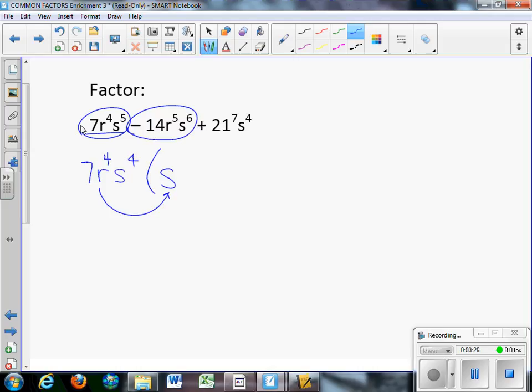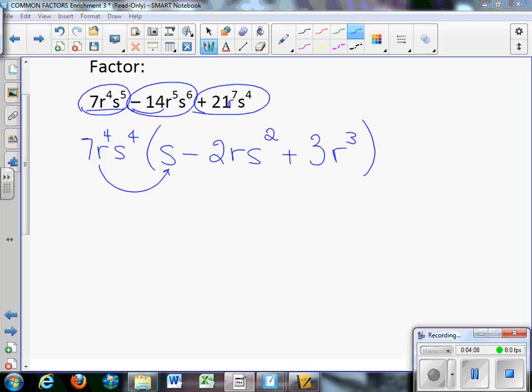Now my next term, I have minus 14r to the 5th, s to the 6th. So I would have minus 2, because 7 times minus 2 gives me the negative 14. Then I have r, I pulled out r to the 4th, so I'd have r left. And then I'm factoring out s to the 4th, so I'd have s squared left. And then my last term, the plus 21, and that was supposed to be r to the 7th, s to the 4th. If I take a 7 out of that, I'm left with 3. And then if I take r to the 4th out of r to the 7th, I have r cubed. And then s to the 4th, if I pull that out, I have no s's left, so then I would be finished.